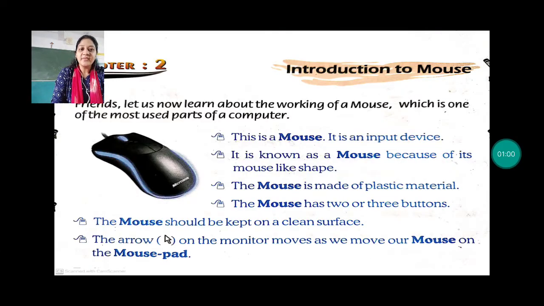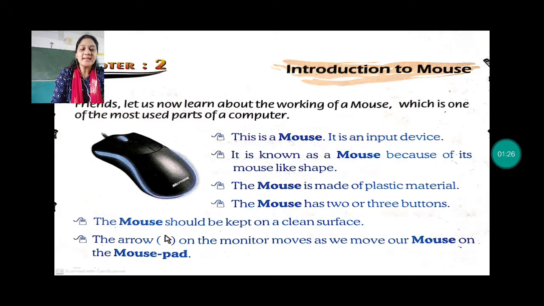Now, friends, let us learn about the working of a mouse, which is one of the most used parts of the computer. The mouse is the most used part of a computer, in use every time, with a lot of functionality. Okay. Now, can you see the image of this mouse? Yes, it's an input device, you know that.